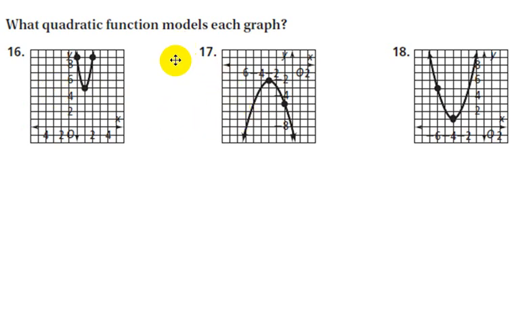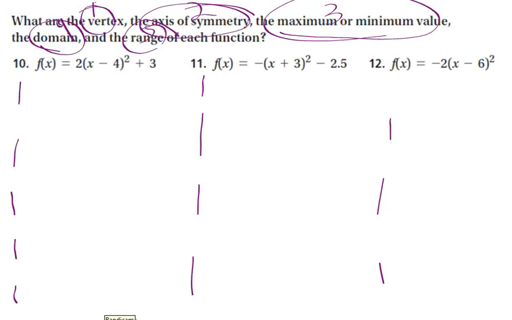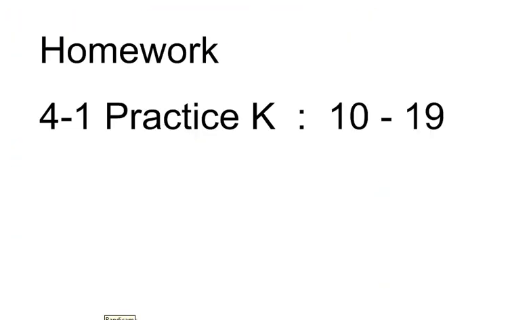Now, the 16 through 18, they're going to give you graphs, and you're going to do basically what we did in the word problem. You're going to pick values from the graph to help you get the quadratic function in vertex form. And 19 is just error analysis. They're going to tell you a scenario, and you're going to tell them what's wrong about it. So that's everything, and work well.